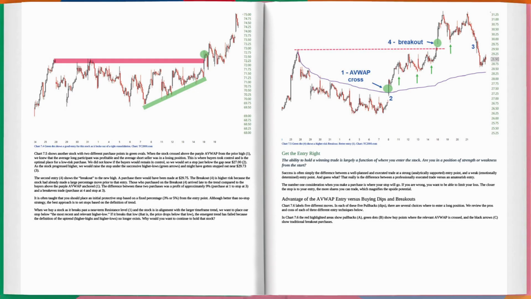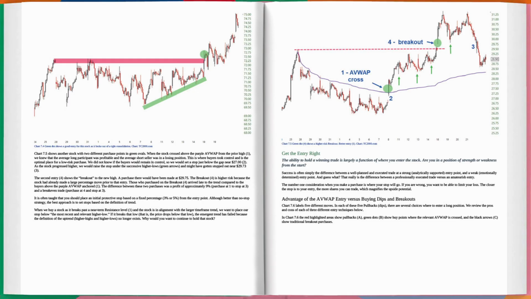It is often taught that you should place an initial protective stop based on a fixed percentage, 3% or 5% from the entry point. Although better than no stop strategy, the best approach is to set stops based on the definition of trend. When we buy a stock as it breaks past a near-term resistance level 1, and the stock is in alignment with the larger time frame trend, we want to place our stop below the most recent and relevant higher low. If it breaks that low, that is, the price drops below that low, the emergent trend has failed because the definition of the uptrend, higher highs and higher lows, no longer exists. Why would you want to continue to hold that stock?